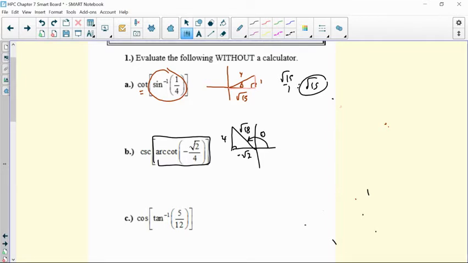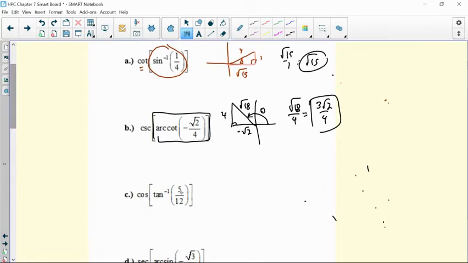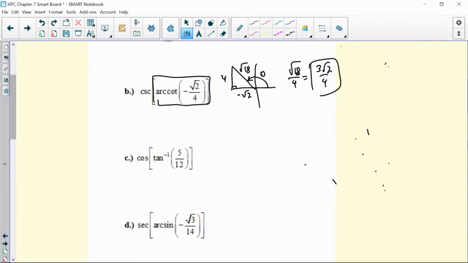And then do cosecant. Cosecant would be the hypotenuse over the opposite. So the ratio would be root 18 over 4, or I could reduce that to 3 root 2 over 4. So, they're not too bad. Inverse tangent of 5/12, since it's positive, all positive ratios go into quadrant 1. So 5 to 12, there's the tangent ratio. It's our good friend, the 5, 12, 13 triangle, right? So there's theta. And then find the cosine of that, 12/13, adjacent over hypotenuse.